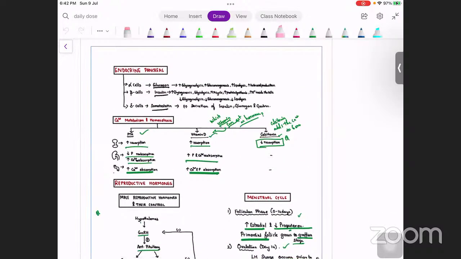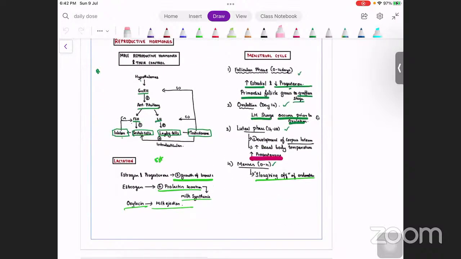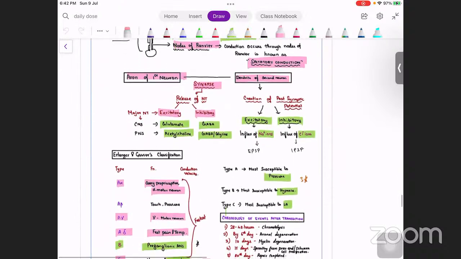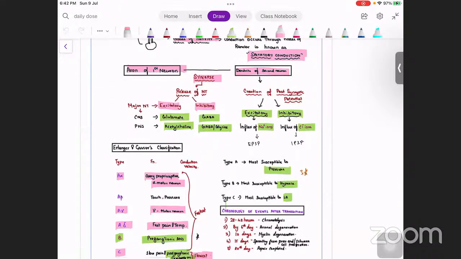Apart from that, endocrine pancreas. Alpha cells glucagon, beta cells insulin, delta cells somatostatin. Then Sertoli cell secretes inhibin, Leydig cell secretes testosterone. Lactation: estrogen and progesterone, growth of breast. And prolactin, milk synthesis. Oxytocin, milk ejection. Major excitatory neurotransmitter in CNS is glutamate.